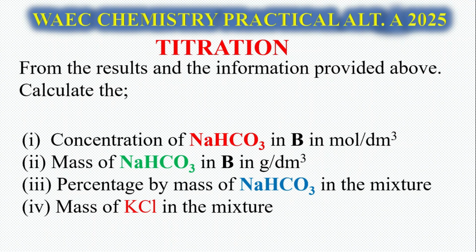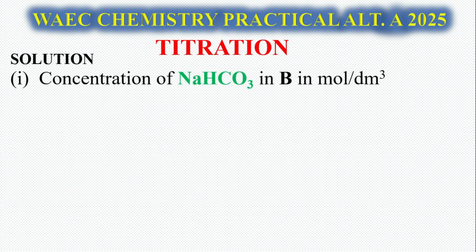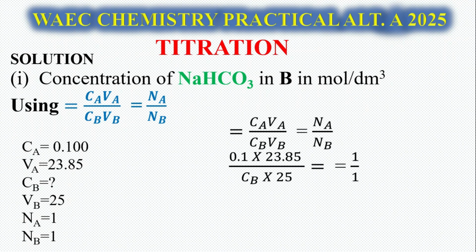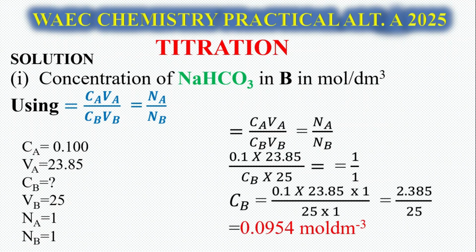Let's calculate the concentration of NaHCO3 in B first. So what are we going to use? Let's use the titration formula. Check your parameters quickly. You can see my own parameters there. I hope, students, you are working it out along with me. Just for us to substitute the values, we are going to be making B the subject of the formula. And when we do that, our final answer is 0.0954 mol per dm³.